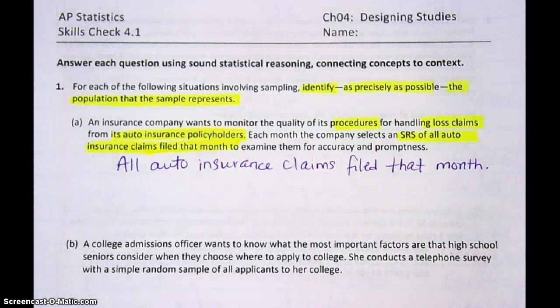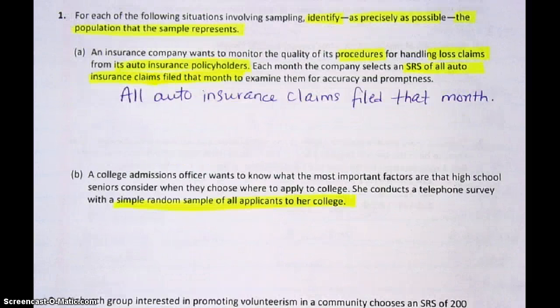Now let's go on to Part B. A college admissions officer wants to know what the most important factors are that high school seniors consider when they choose where to apply to college. She conducts a telephone survey with a simple random sample of all applicants to her college.